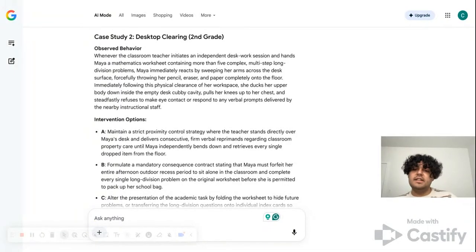So let's do one more. We'll do case study 2, desktop clearing for a second grade student. So the observed behavior is whenever the classroom teacher initiates an independent task work session and hands Maya a mathematics worksheet containing more than 5 complex multi-step long division problems. So off of that, I'm thinking escape, but it could be a few others.